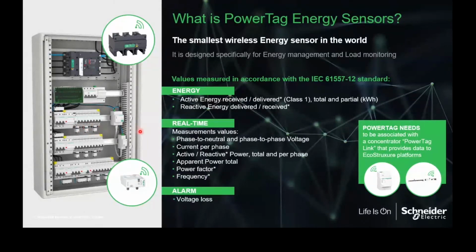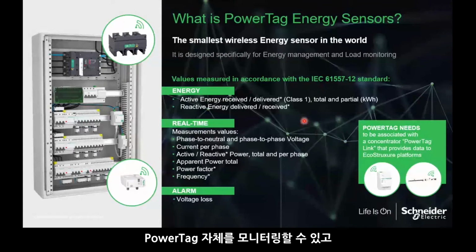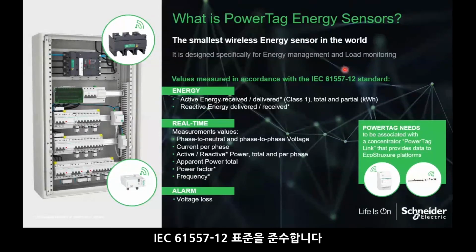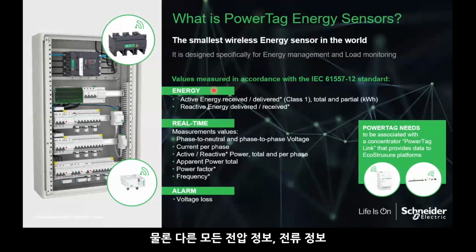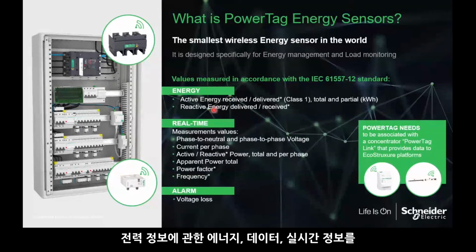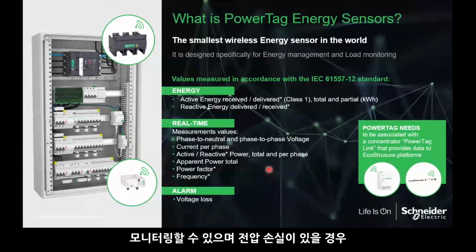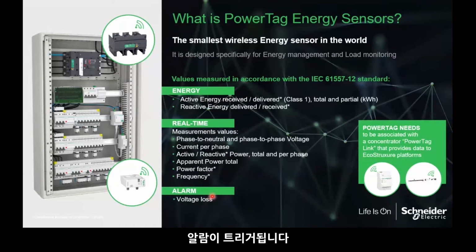PowerTag itself is compliant to the IEC 61557-2 standard. This is one of the metering standards. And of course, it can monitor energy data and real-time information related to voltage, current, and power, and then, of course, it triggers alarms when there's a voltage loss.